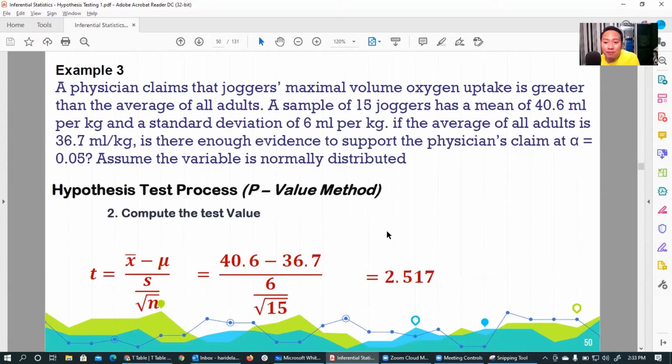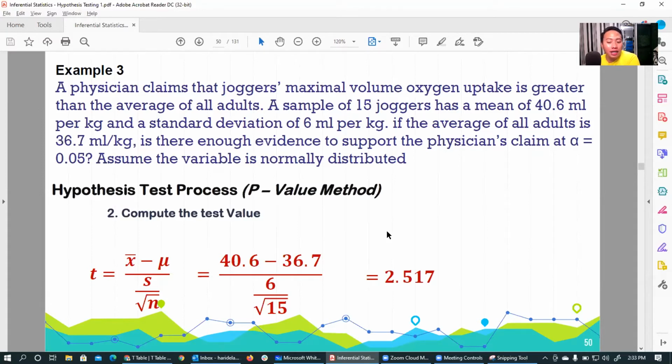Step 2, guys, for the p-value method is directly solving for the test statistic. So you just have to substitute the values that you already know. The sample mean is 40.6. The population mean is 36.7. The sample standard deviation is 6 per kilogram, and the sample size is 15. You should get 2.517 or 2.52. Take note of that number because that's going to be used in step 3.